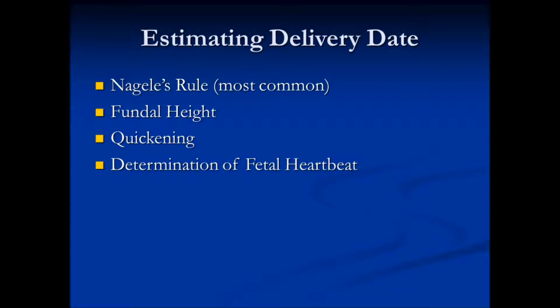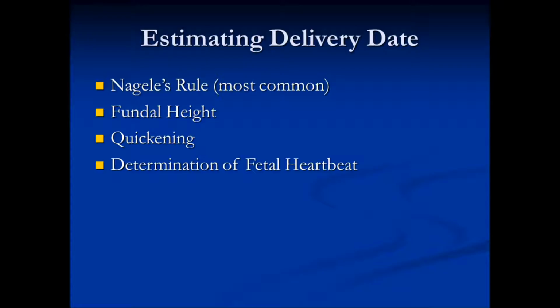So an example of that would be that the first day of mom's last menstrual cycle was March 25th. If you subtract 3 months from that date, you will get December 25th. And then you're going to add 7 days to that, and you end up at January 1st.